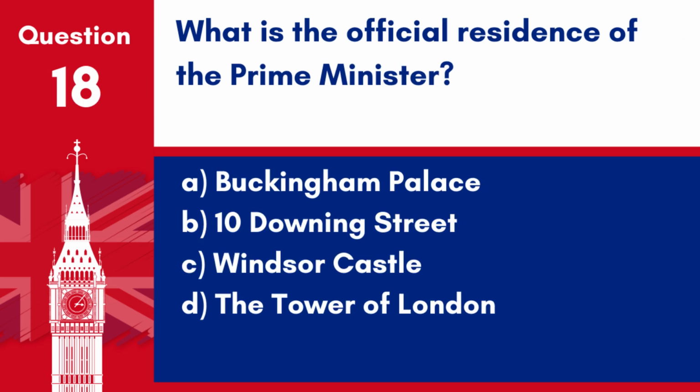Question 18. What is the official residence of the Prime Minister? A. Buckingham Palace. B. 10 Downing Street. C. Windsor Castle. D. The Tower of London. Answer B. 10 Downing Street. The official residence of the Prime Minister of the UK is 10 Downing Street.